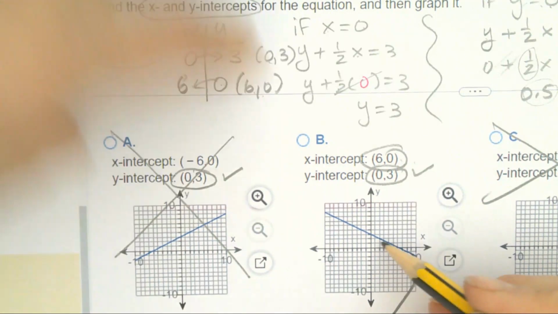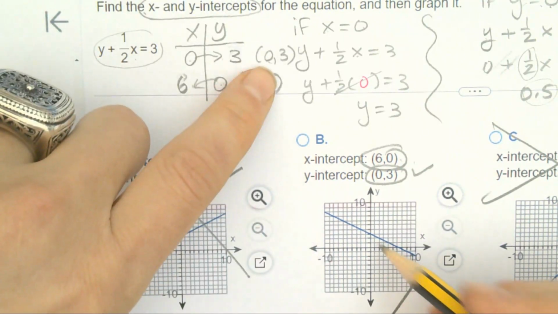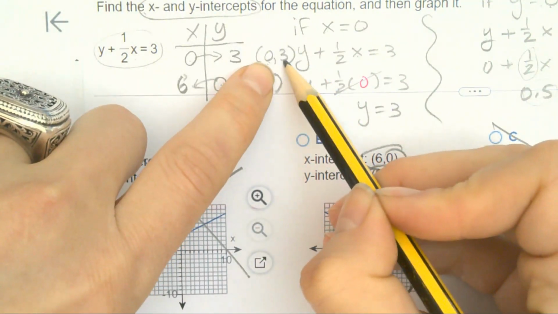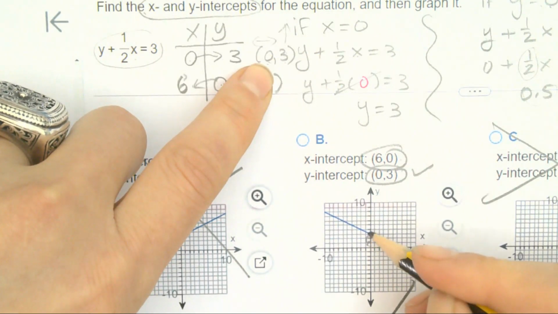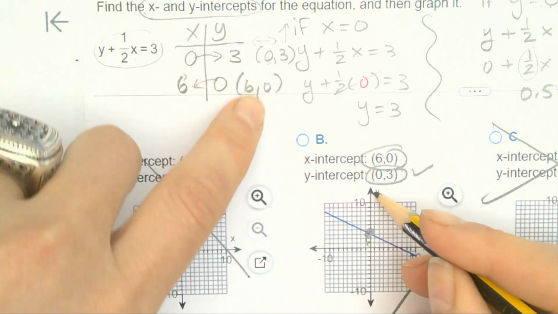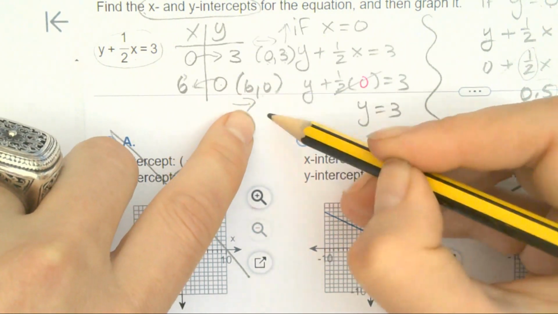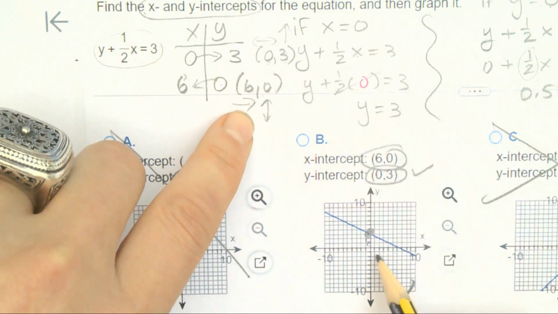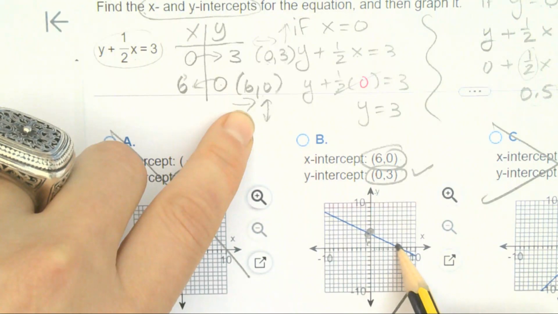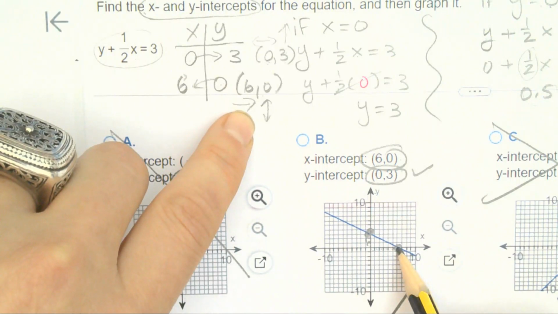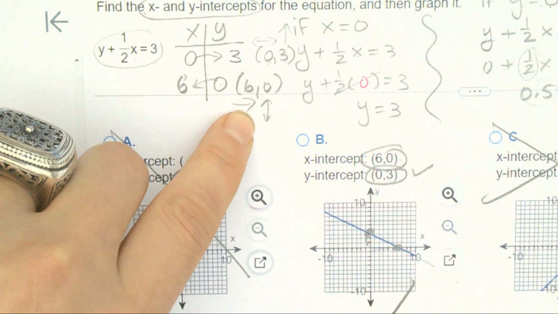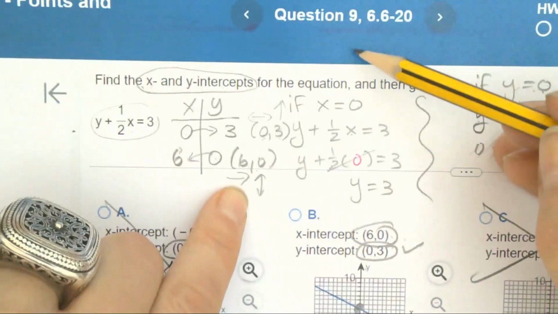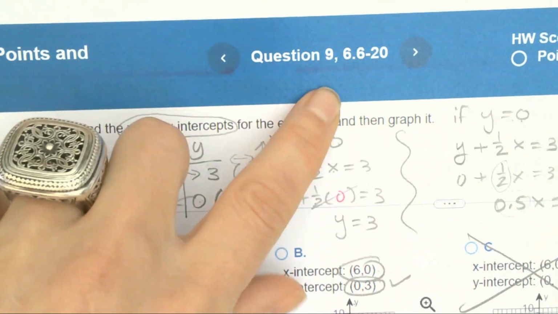And if we want to graph them, here it says 0, 3. That means don't go left and right, go up 3. There's a point that's on the y-axis. Go right 6, but don't go up and down. And there is the x-intercept. So you can see that these points are on the line. So that's how you do question 9. And question 10 is exactly the same. Okay?